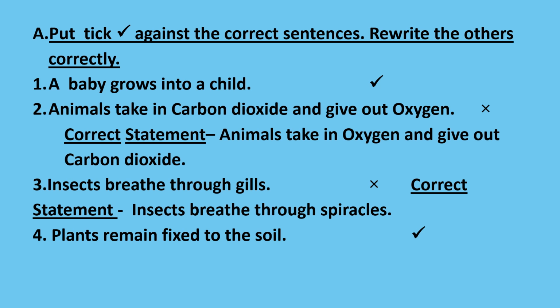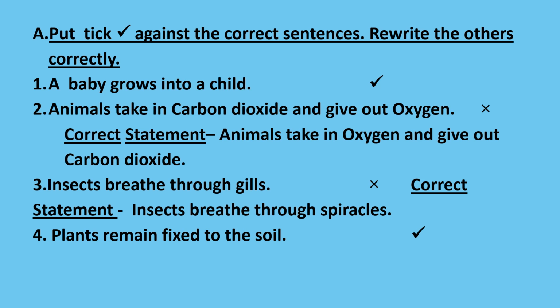The first sentence given is, a baby grows into a child. Yes, children, this sentence is correct. As you might have also noticed, you are slowly growing taller and increasing in weight. All living things grow. A baby grows into a child and then into an adult.